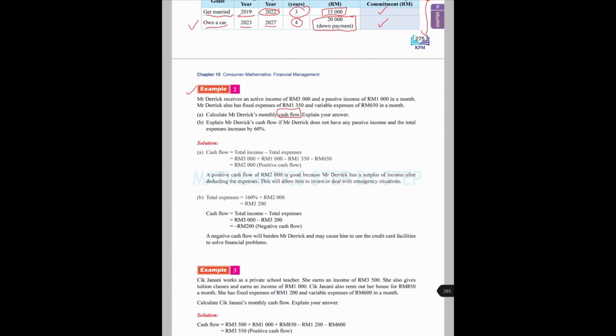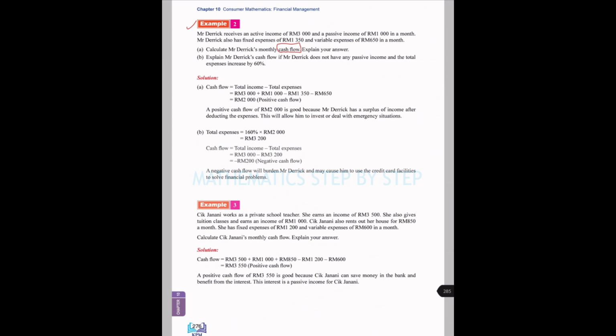Mr. Derek receives an active income of 3,000 and a passive income of 1,000 in a month. Mr. Derek also has fixed expenses of 1,350 ringgit and variable expenses of 650 ringgit in a month. So calculate the monthly cash flow, then explain your answer. Cash flow is total income minus total expenses. You have to remember this formula.